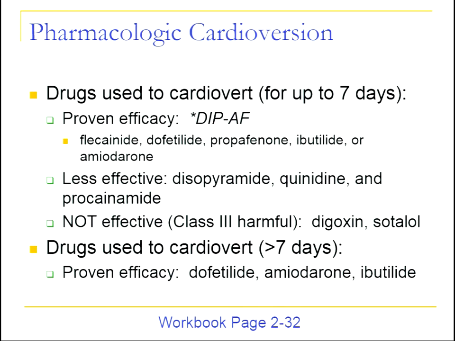So the longer a patient's in AFib, the harder it is to cardiovert them into normal sinus rhythm. So what's the hardest stone? Diamond. So remember DIA: dofetilide, ibutilide, amiodarone. Those are your potassium channel blockers. So if AFib's been longer than 7 days, those are the drugs that at least have shown some efficacy in treating AFib that's been in existence for greater than 7 days.